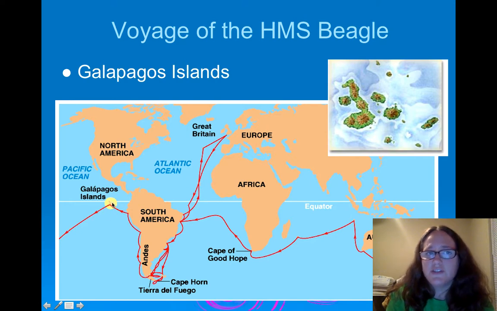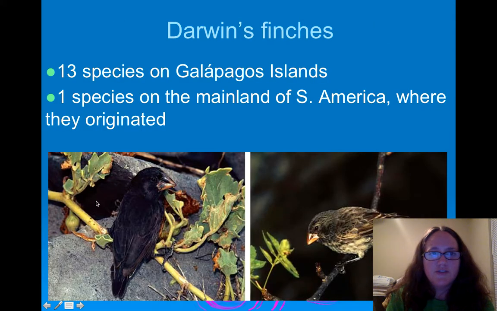He studied finches there. And what he noticed is that on South America, there was only one finch. And then in the Galapagos Islands, there were 13, which was kind of curious to him, because if there's only one on the mainland, you would assume that there would only be one on the islands. So looking a little bit more closely at these finches, here are two of the 13 that were on the Galapagos Islands, and you would think that there would only be one if it came from South America.